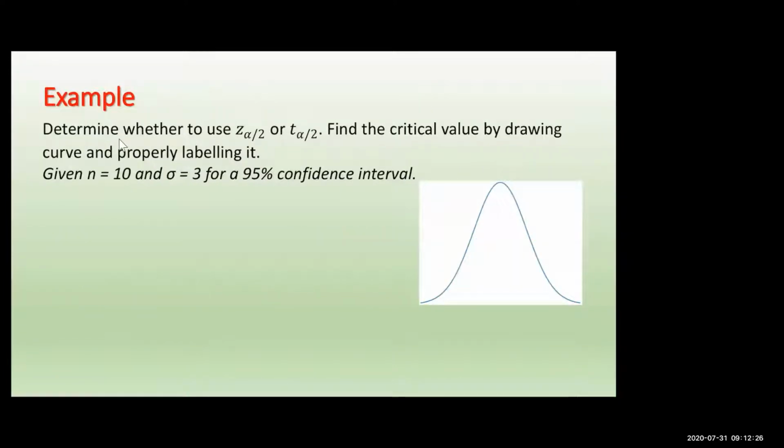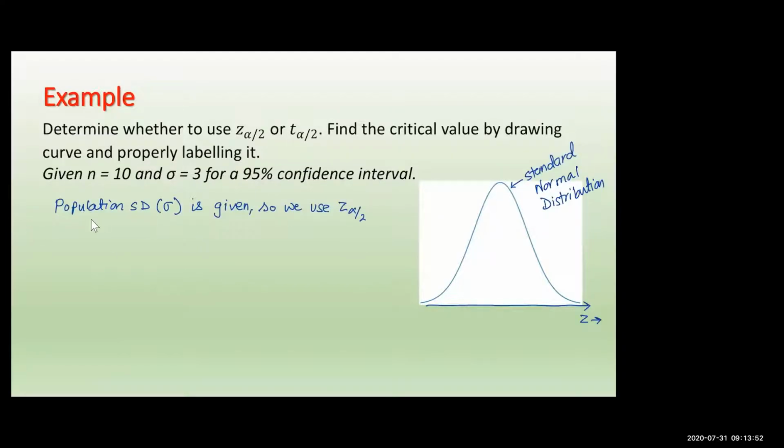Example: determine whether to use Z alpha over 2 or T alpha over 2. Find the critical value by drawing the curve and properly labeling it. The situation given here is n equal to 10, sigma, the population standard deviation, is 3, for a 95% confidence interval. So here they have given the population standard deviation, so we use Z alpha over 2.